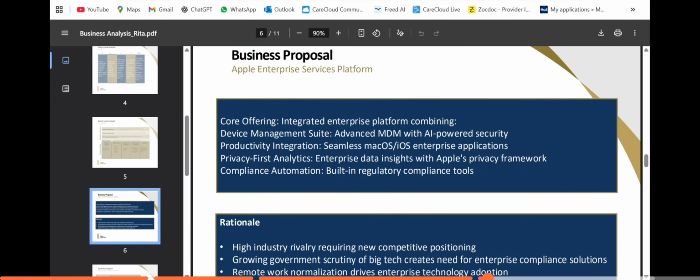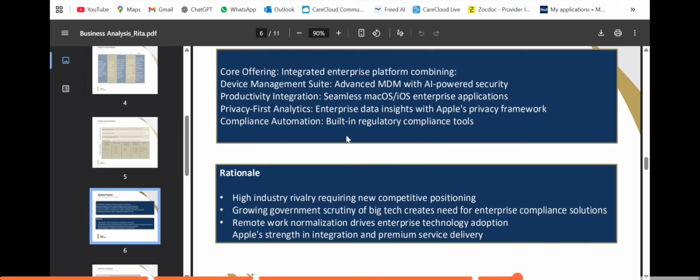Apple primarily operates in a B2C ecosystem, but if they want to really capture the market at a larger scale, I'm coming from the B2B side of things, and I'm saying Apple should go into an enterprise services platform, and the core offering will be an integrated enterprise platform, which will combine a device management suite, productivity integration, privacy-first analytics, and compliance automation.